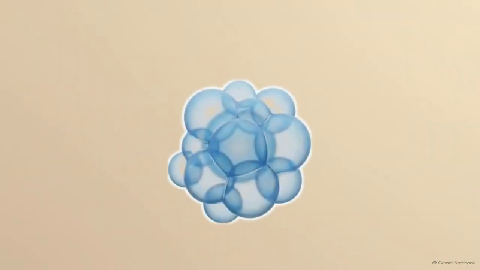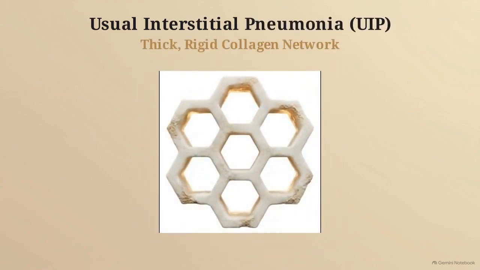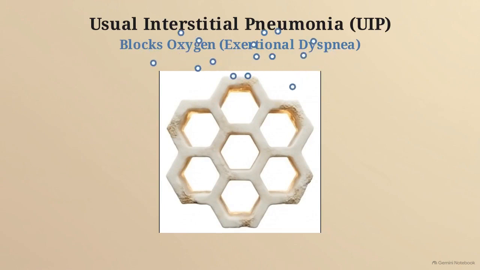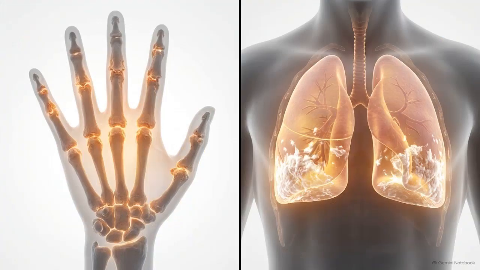This visualization shows the usual interstitial pneumonia, or UIP pattern. Healthy alveolar walls are overtaken by a thick, rigid collagen network, resembling a honeycomb. Because this web is stiff, the lung fails to stretch during inhalation, blocking oxygen and causing severe exertional dyspnea. In RA-associated ILD, the systemic inflammation has resulted in an irreversible remodeling of the lung's foundation. What began as a joint disorder has become permanent architectural damage.